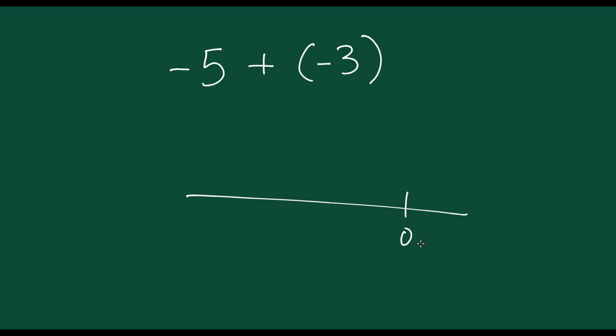Okay, now what if we have a negative 5 plus a negative 3? Okay, so number line, 0, negative 5 is here. And I just said right before, right? If you're adding a negative number, you're subtracting. So we got to go to the left 3 places. So negative 5, negative 6, negative 7, negative 8.